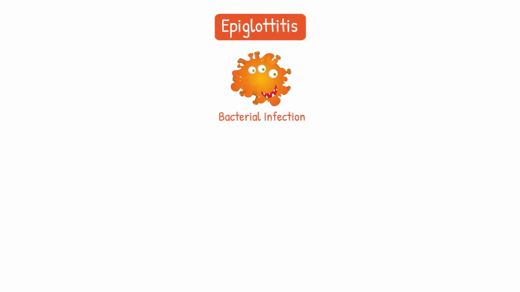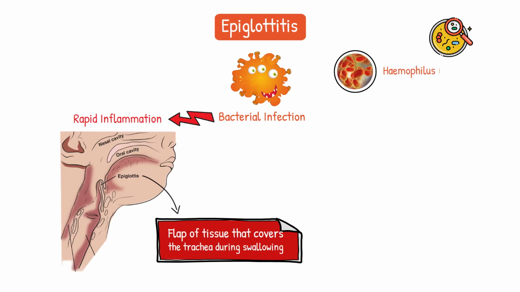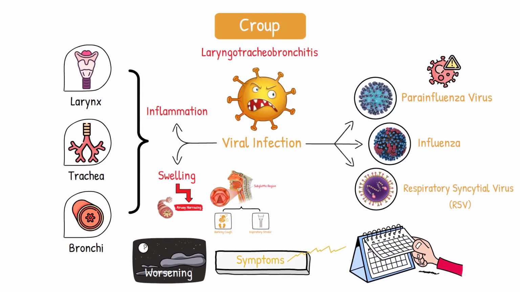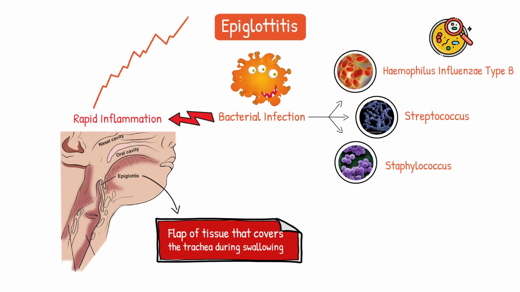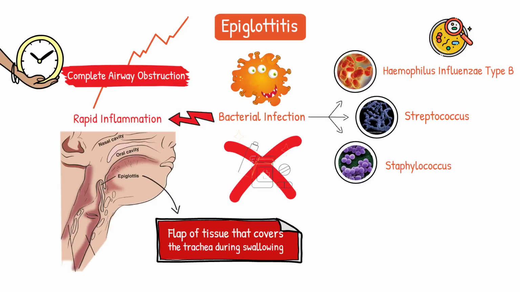And then we have epiglottitis. Epiglottitis is a bacterial infection that leads to rapid inflammation of the epiglottis, the flap of tissue that covers the trachea during swallowing. The most common causative agent is Haemophilus influenzae type B, though Streptococcus and Staphylococcus species can also be responsible. Unlike croup, epiglottitis progresses quickly and can lead to complete airway obstruction within hours if not promptly treated.